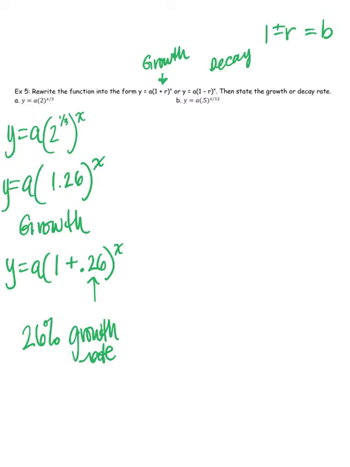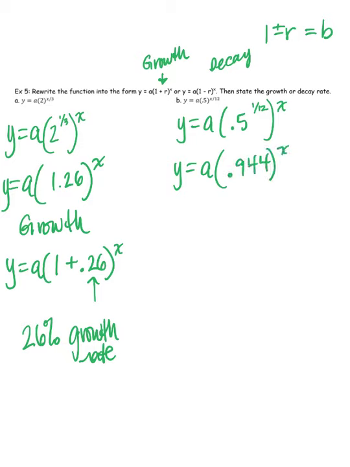So first thing I want to do is rewrite. This is the same thing as y equals a times 0.5 to the 1/12 power raised to the x. I have x over 12, that's the same thing as 1 over 12 times x. So it's 0.5 raised to the 1/12 power. Again, you plug that into your calculator, you get a number, and that number is about 0.944 raised to the x power.